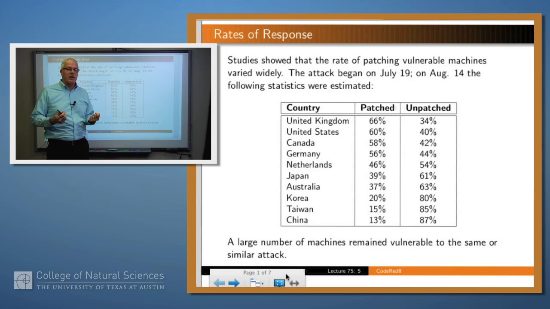So what's the upshot of this? It means that there's this huge population of unpatched machines out there which are vulnerable to these worms. And so they're going to keep circulating, because they have a vulnerable population in which to circulate.